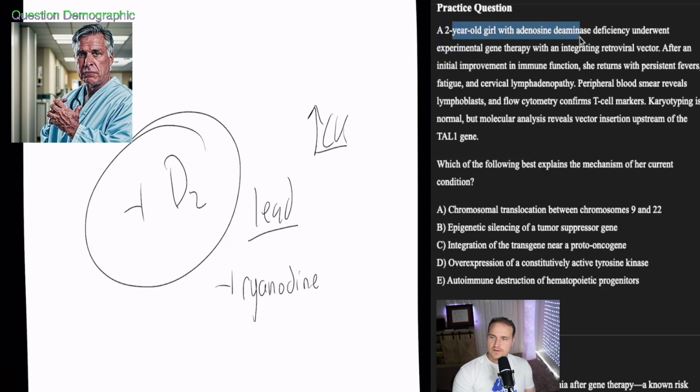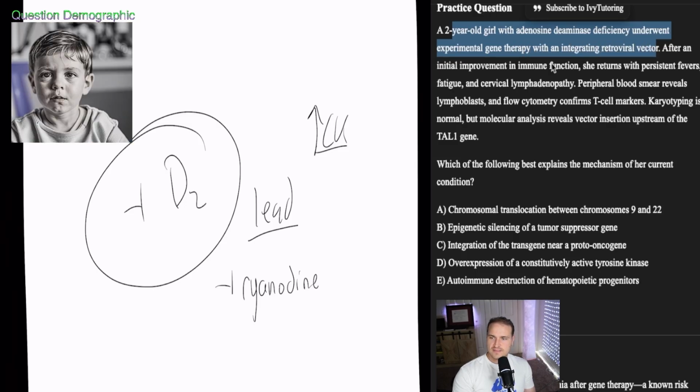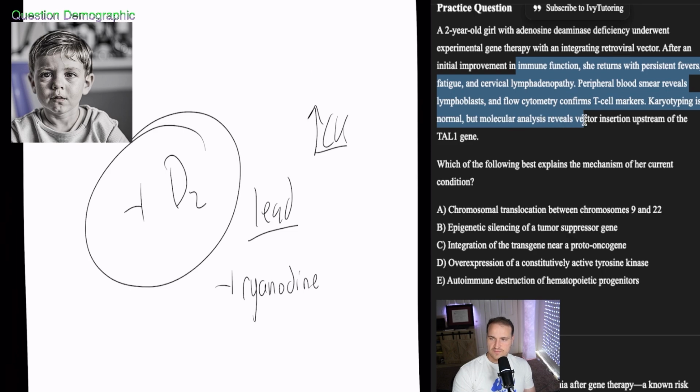Next, we have a 2-year-old girl with adenosine deaminase deficiency undergoing experimental gene therapy with an integrating retroviral vector. After initial improvement in immune function, she returns with persistent fevers, fatigue, cervical lymphadenopathy, peripheral blood smear reveals lymphoblasts, flow cytometry reveals T-cell markers, karyotyping is normal, but molecular analysis reveals vector insertion upstream of the TAL1 gene. What explains the mechanism of her condition?